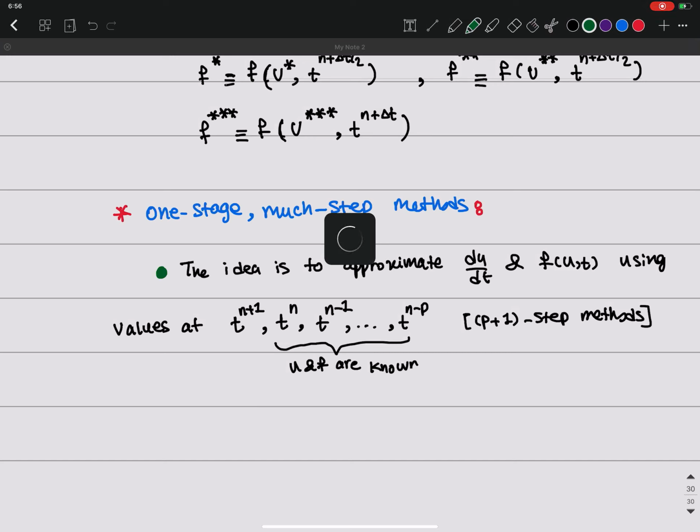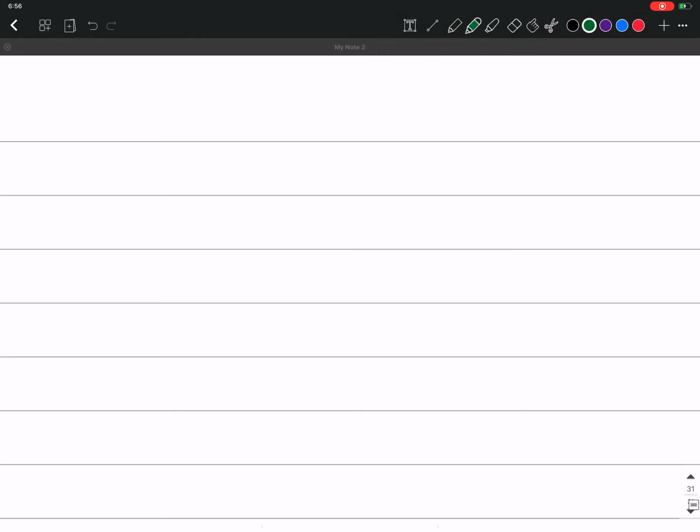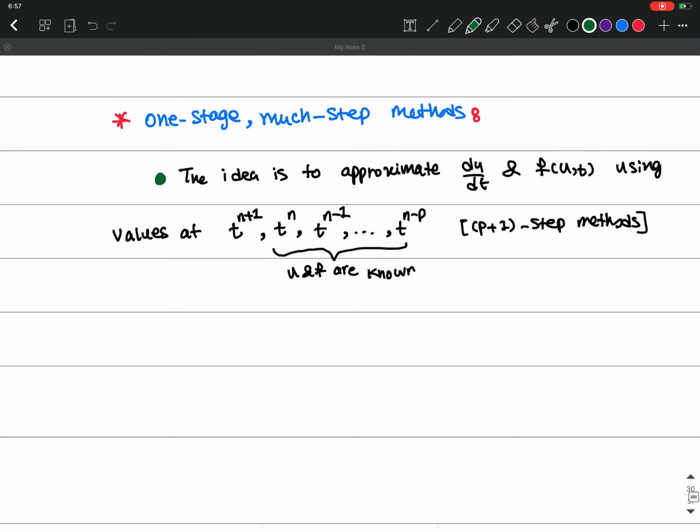And now I want to talk about this implicit and explicit idea that we already talked about in the Euler method, and the same idea is also here in these one-stage multi-step methods, and also talk about their accuracy and order. And in the next lecture we are going to show one example of this, which is the Adams-Bashforth method.